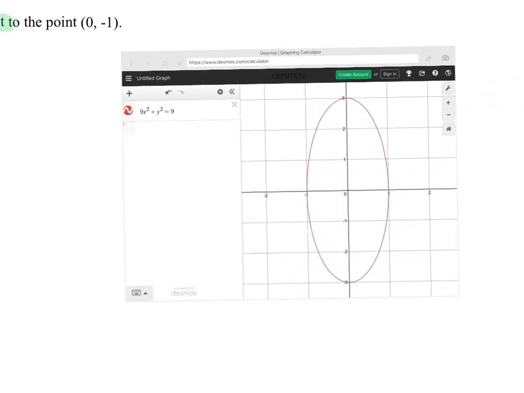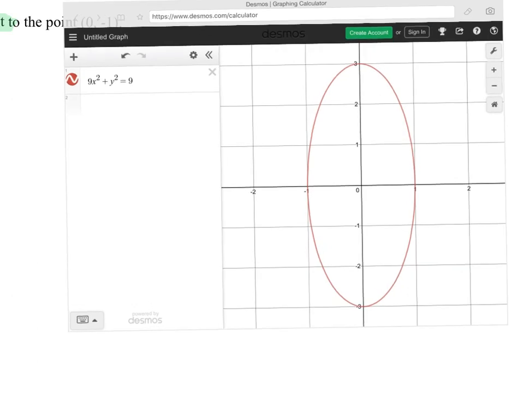So I'm going to scoot over here and see if I can pull my graph back successfully. Okay, sorry, it took me long enough.